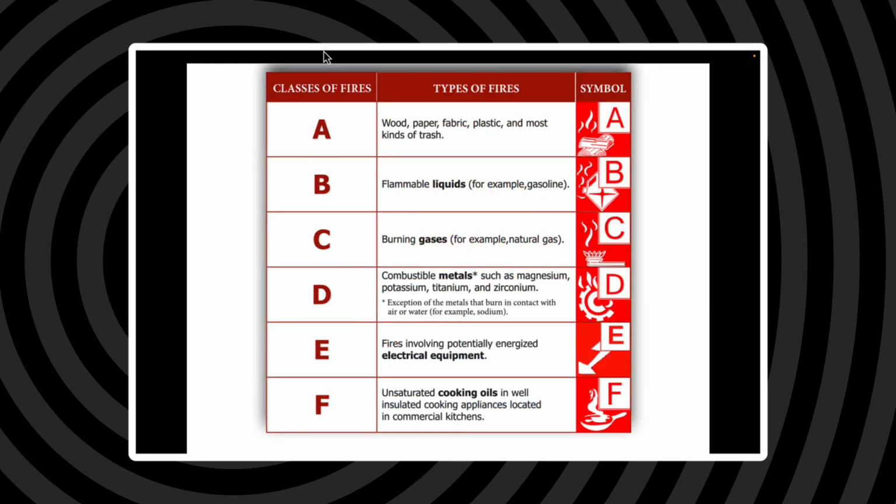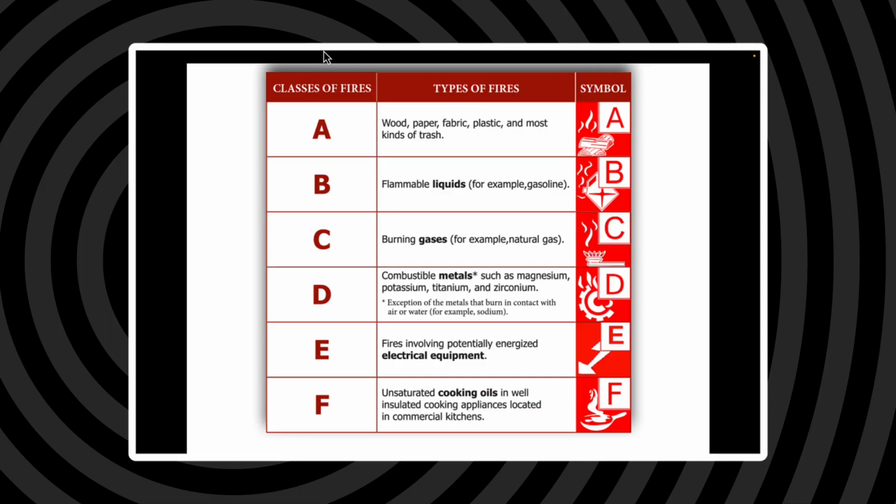There are different types and classifications of fires. It's important to at least understand the general concept, because if you use the wrong extinguishing agent, you could put yourself in great harm. Class A fire is wood, paper, plastic, cardboard, that sort of thing.